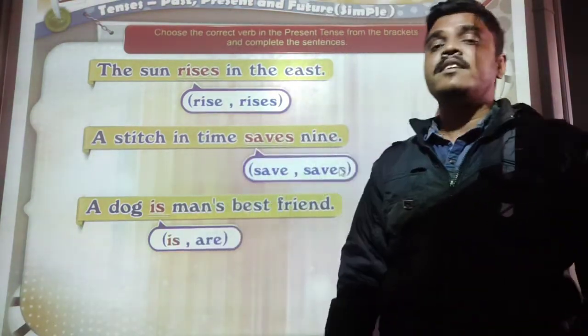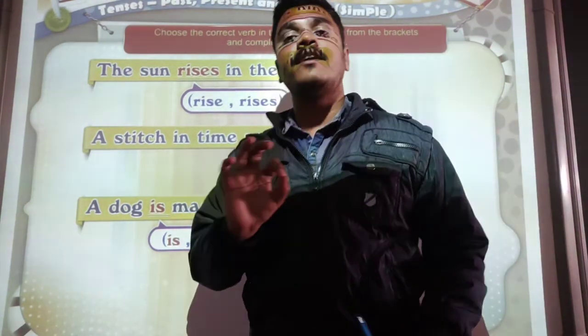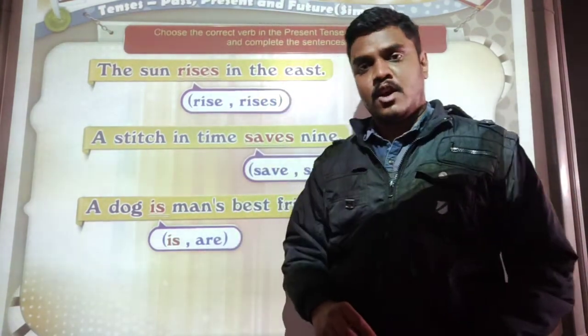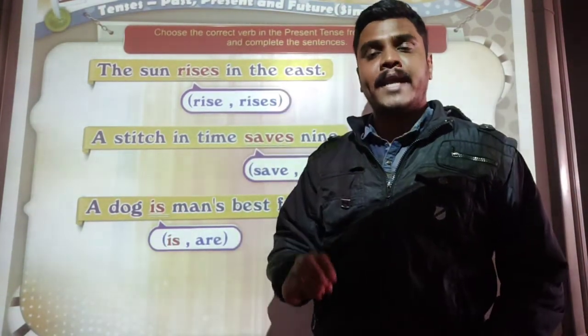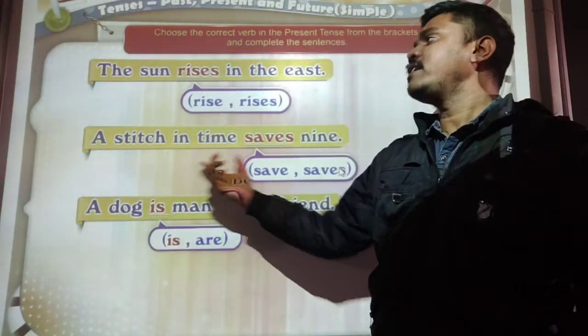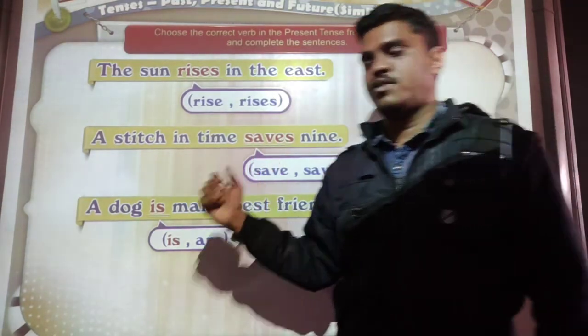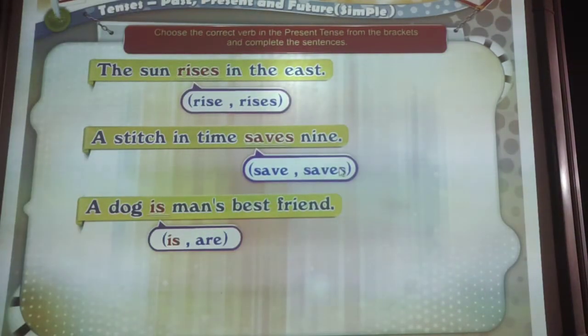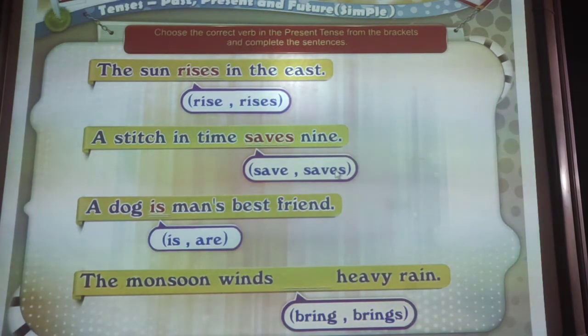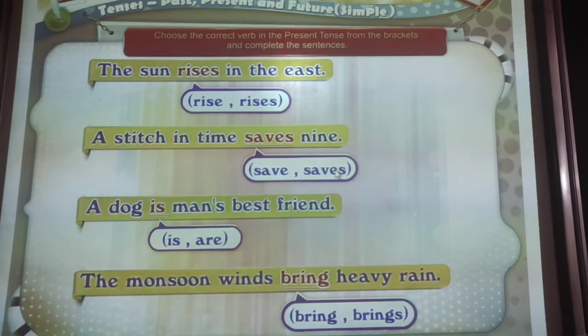These are the basic examples and the most important examples. Try to figure out the examples in detail. Okay, take out your notebook, pen, pencil, whatever. Write down each and everything that's going to be explained in this portion. Okay, continue. The monsoon winds ___ heavy rain. Bring, brings. The monsoon winds bring heavy rain.